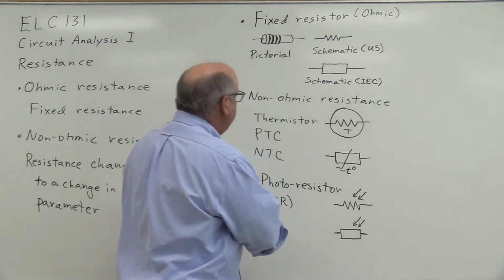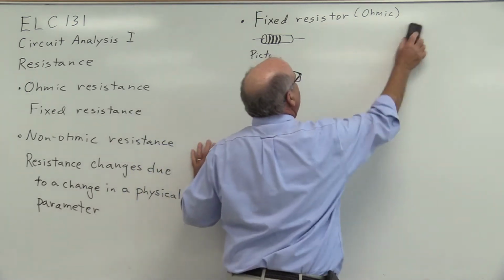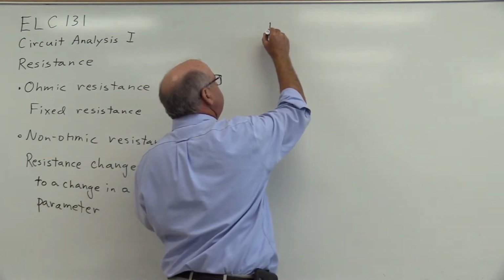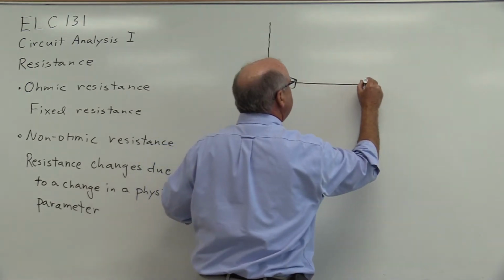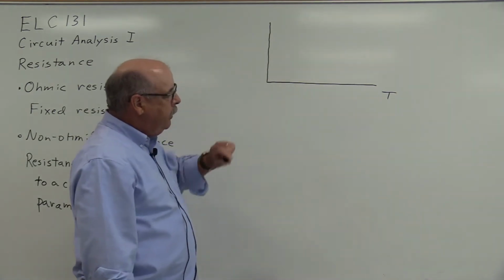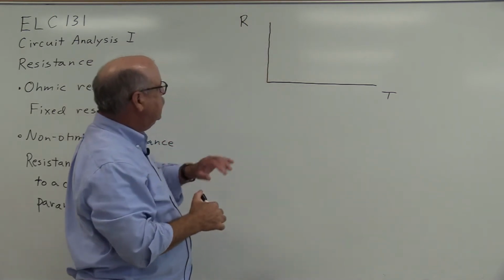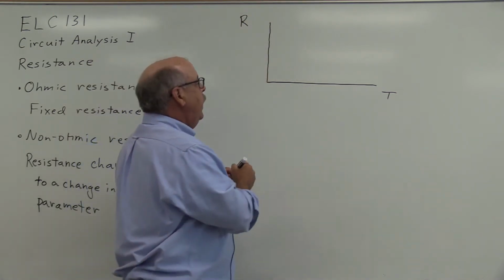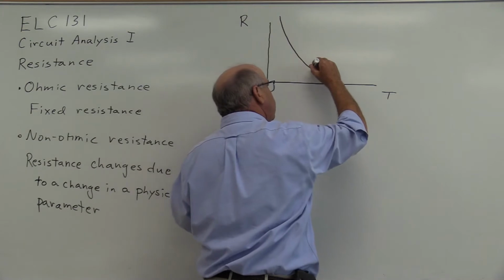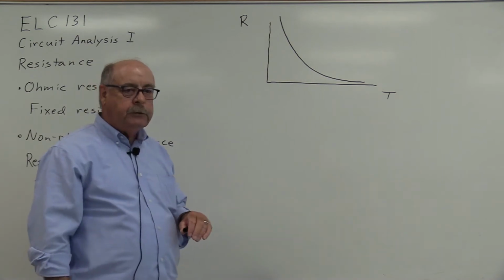Now, the negative temperature coefficient thermistor has this response as a function of temperature. So we graph out temperature T on the x-axis. It's the independent variable. And we plot R, resistance, on the y-axis. It's the dependent variable. And this thermistor has essentially an e to the negative x, or a 1 over x response.